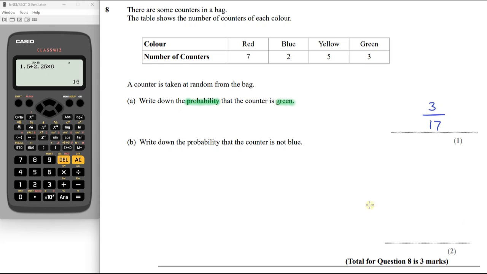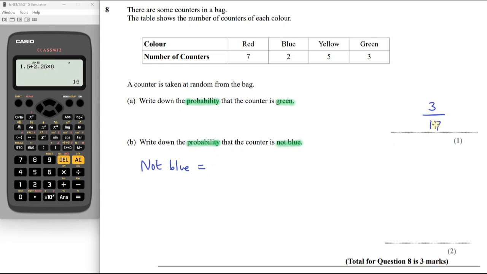Okay, let's take a look at part B. Write down the probability that the counter is not blue. Okay, there's a few ways you could do this. You could work out the probability of it not being blue by adding up all of the other colours. Or I can just find the probability of it being blue, which is 2 out of 17, and then just take that away from the total. So, not blue.